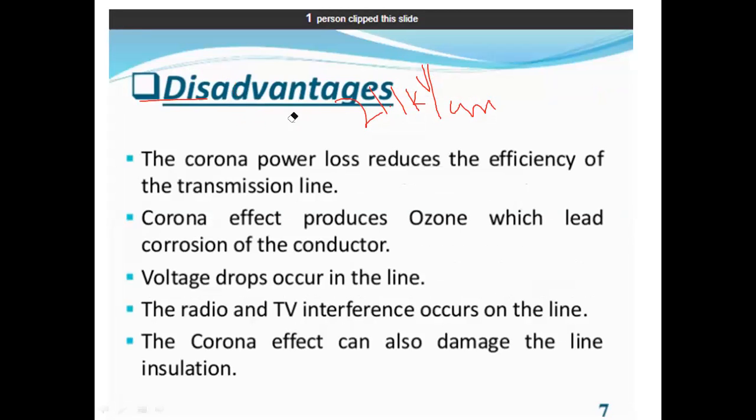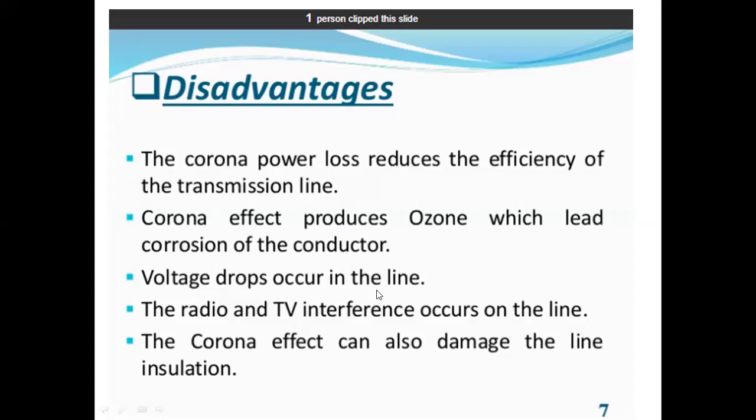Okay, now we will switch to the disadvantages. The corona power loss is actually the major disadvantage of the corona effect in the power system. It reduces the transmission line efficiency because the power loss appears as the glow, as the sound, and the chemical reaction of ozone production, and the radio interference. Ozone production leads to corrosion of the conductor, and it's also hazardous for health in some conditions.